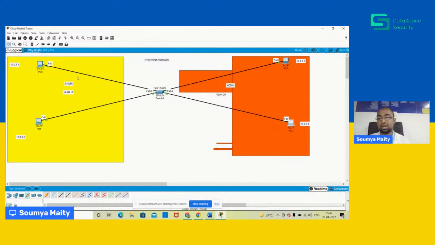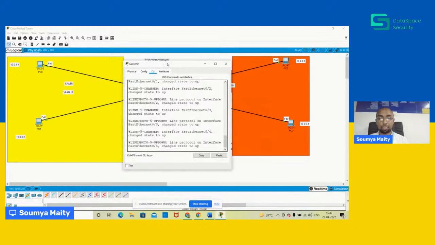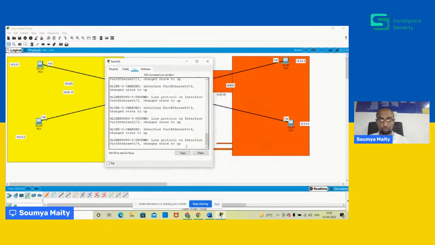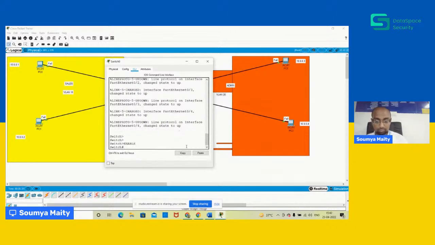So the sales team has two PCs and the VLAN ID is 10, and there is also the administration group, which is VLAN 20. Okay, so go to the switch and write down the commands. Go to CLI mode, click on it and press Enter. You are in user execution mode, so give the command enable, then give the command config t.